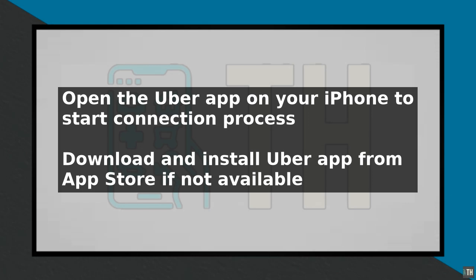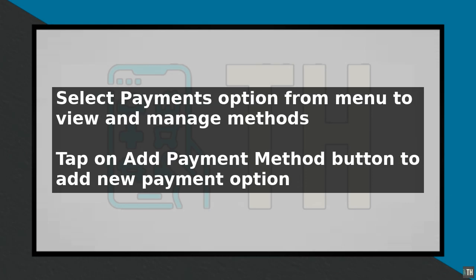This will take you to the Payments screen, where you can view and manage your payment methods. To add a new payment method, tap on the Add Payment Method button. On the Add Payment Method screen, you will see various payment options, including credit cards, debit cards, and other services like Apple Pay. Select Apple Pay from the list of available options. You will then be prompted to select the card you want to use with Apple Pay.